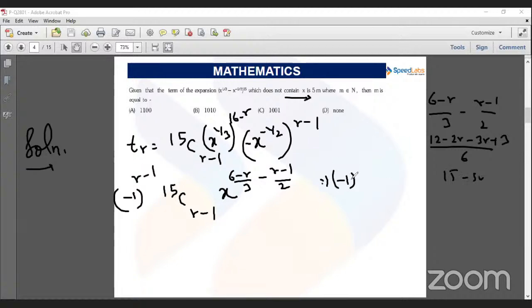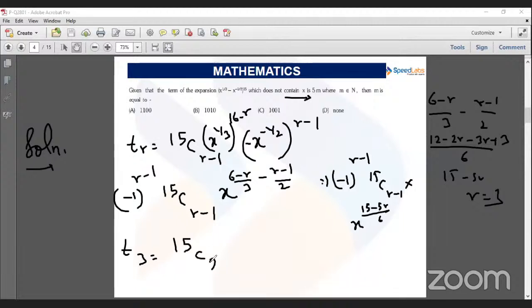So (-1)^(r-1) 15C(r-1) into x^((15-5r)/6), and it has to be independent of x, so 15 minus 5r has to be 0, so r has to be 3. Then the term would be 15C2 times (-1)^2, a positive number. 15C2 is the answer.